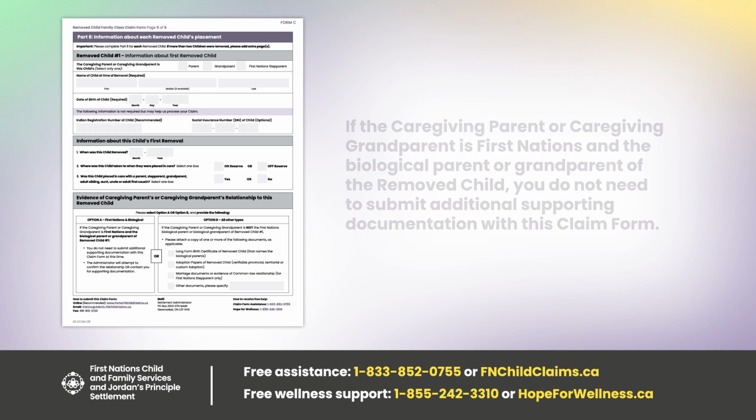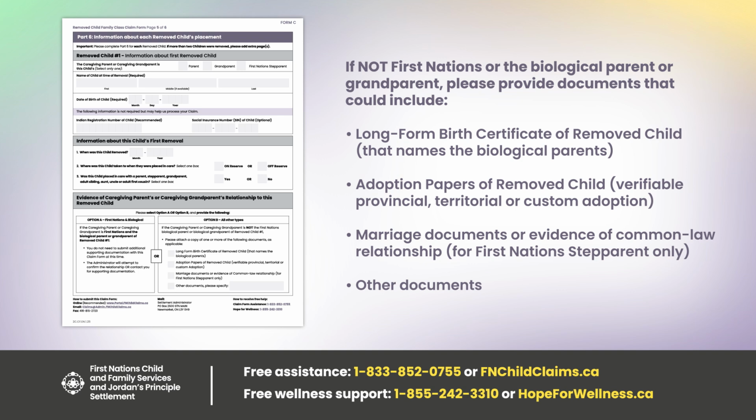If the caregiving parent or caregiving grandparent are not First Nations or are not the biological parent or grandparent of the removed child, they will need to provide evidence of their relationship to the removed child. This could include a long-form birth certificate, adoption papers, marriage documents, or evidence of common law relationship. Contact the administrator if you have any questions.